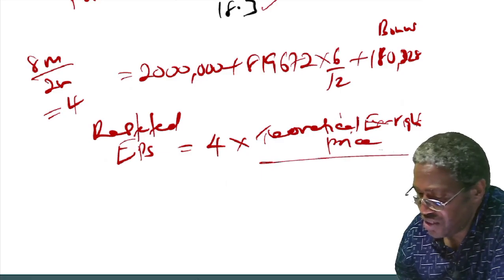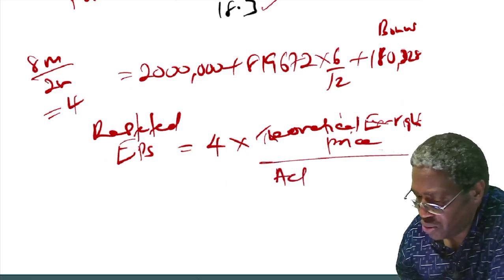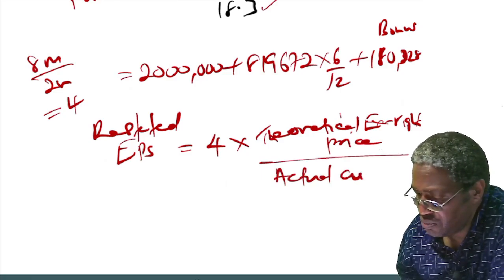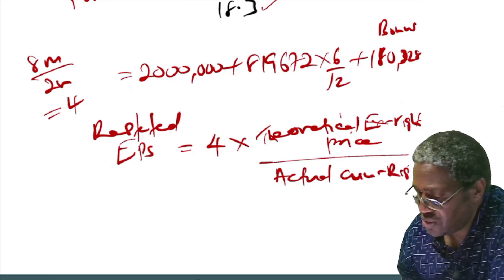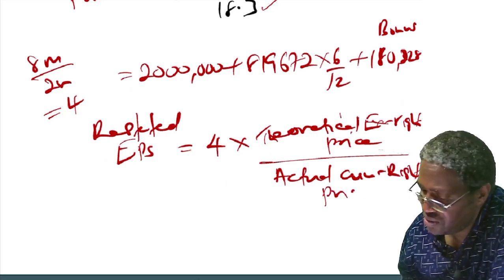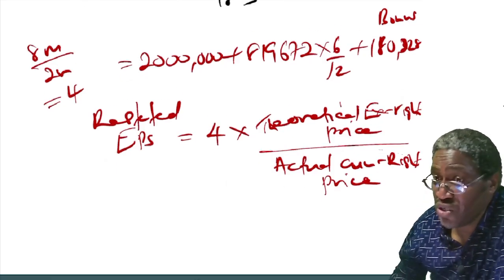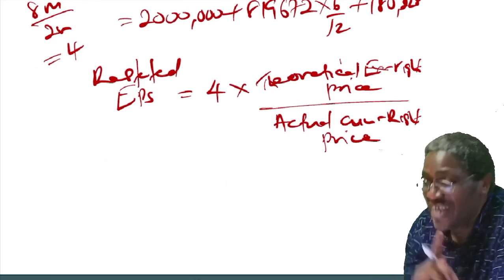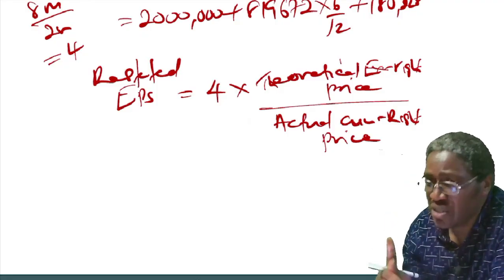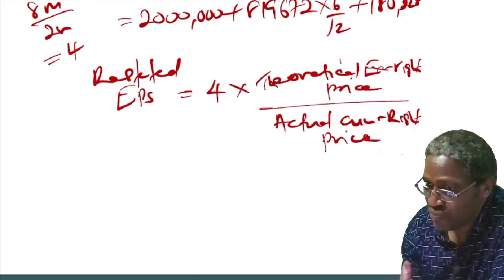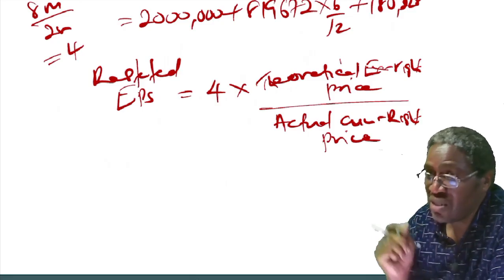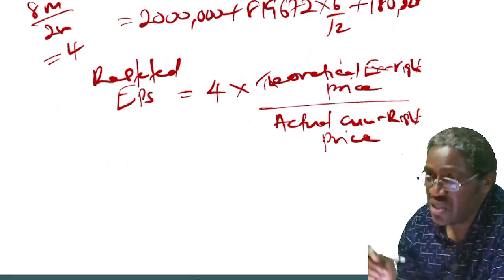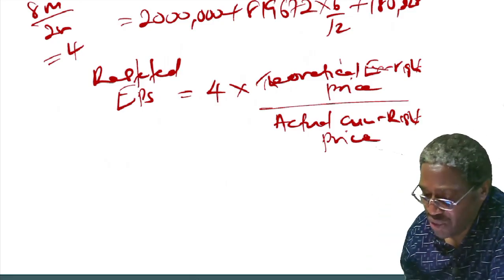You divide that by the actual right price. That's what we do. You take the EPS of the previous year and you multiply it by a factor. What is that factor? The theoretical ex-right price, divided by the actual right price.